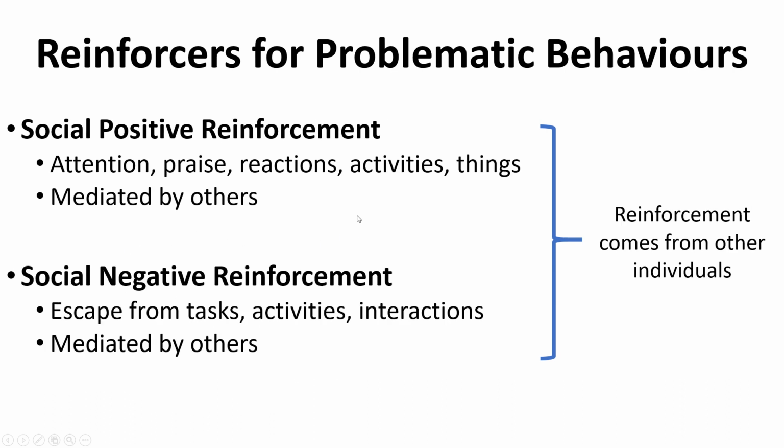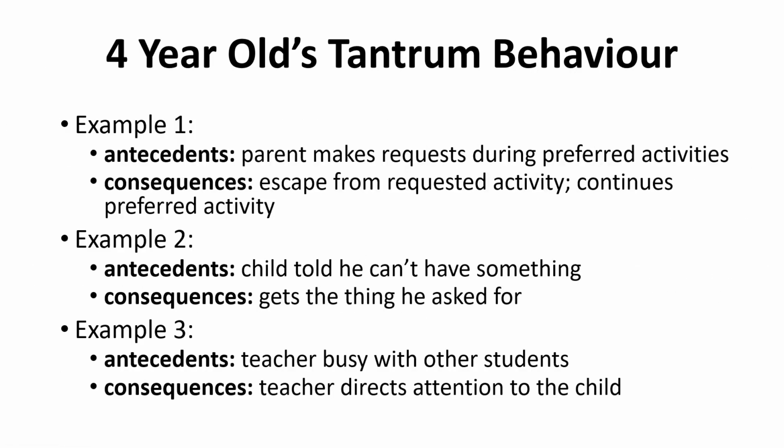And so it's something to do with social, because the parents are involved, and we can say that they're escaping from performing that task that they don't want to do. They're escaping from that requested task, so we could call this social negative reinforcement. So we know that it's mediated by others, the parents, and they escape from that particular task, so that's what this one is. So for each of these, you could go through and actually think about what kind of situation is this? What kind of reinforcement are we seeing for each situation?